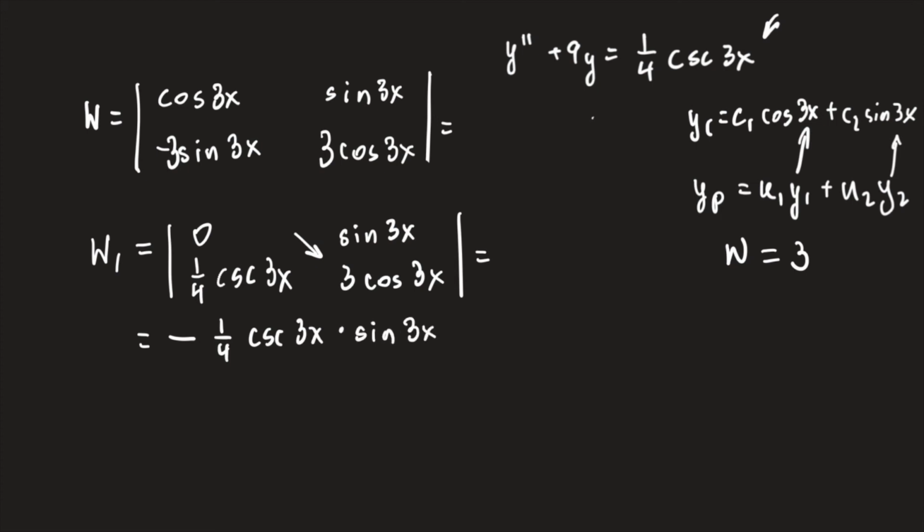Now cosecant is nothing more than 1 over sine, which means we're going to write negative 1/4. Again, cosecant is 1 over sine, therefore it's 1 over 4 sine of 3x times sine of 3x, which means sine of 3x cancels out, and we're left with negative 1/4 as my W sub 1.